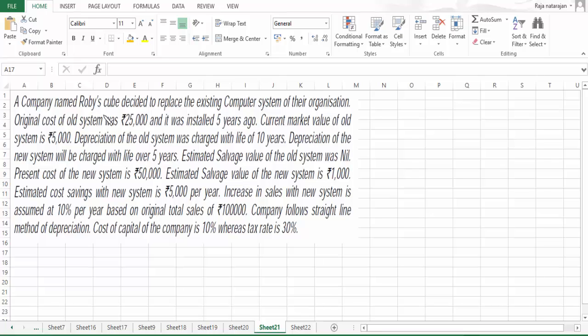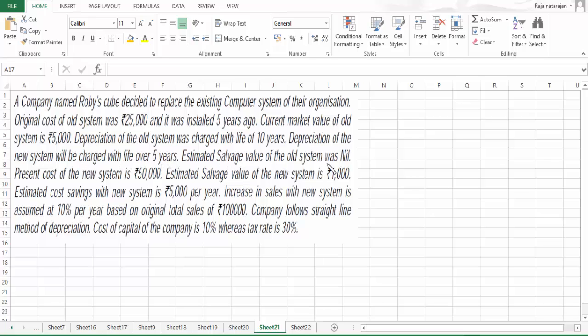A company named Robiscube decided to replace the existing computer system of their organization. Original cost of the old system was 25,000 and it was installed 5 years ago. Current market value of old system is 5,000. Depreciation of the old system was charged with a life of 10 years. Depreciation of the new system will be charged with a life of 5 years.